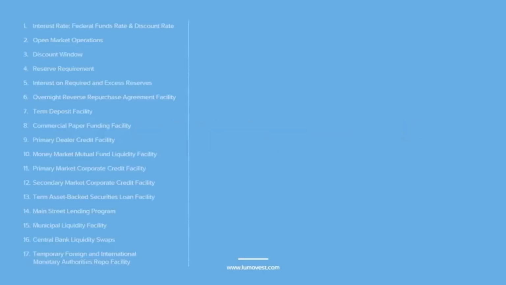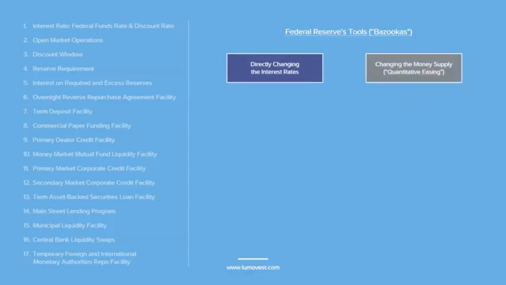So what are the different tools it has to control the availability of money in the economy? Here's a list of all the tools the Fed has in its arsenal to increase or decrease the money supply. Let's go through the list one by one. All of these tools have bizarre names, using a whole bunch of jargon. But don't worry, we'll break each one down for you in the simplest terms possible, so it becomes easy to understand. Broadly speaking, the Fed's monetary tools can be categorized into two types: directly changing the interest rate and changing the money supply, also known as quantitative easing.